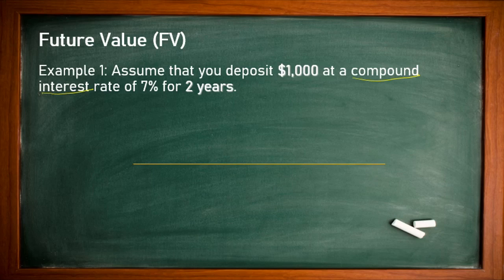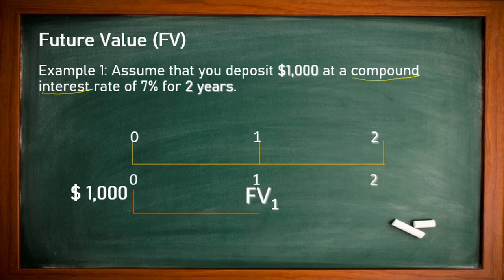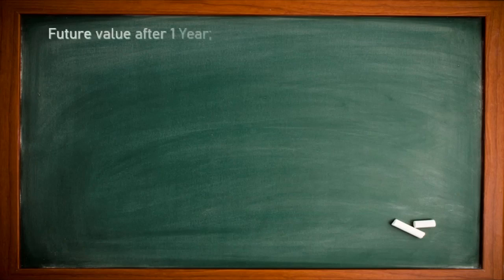We have a 2-year investment, so let us draw one line and divide it into 2 parts. We'll start from 0 to 1 and 1 to 2. So let us see the future value of depositing $1,000 after 1 year. After 1 year, we will get the future value for 1 year, and then we'll go for the future value for the second year. Future value after 1 year.